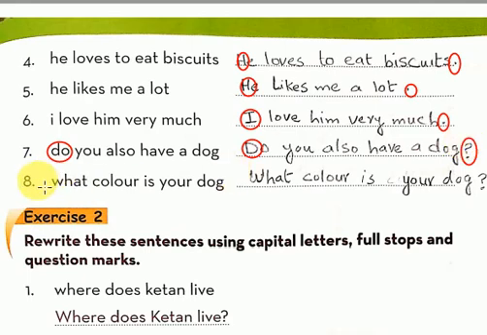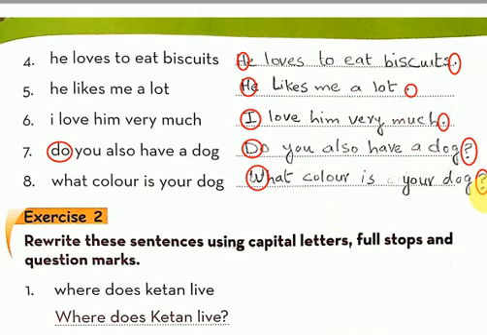Same for option number 8. This sentence is also a question. See, what color is your dog? Again he is asking for some information. So W, the first word of the sentence, should be capital. What color is your dog? And then a question mark at the end of the sentence, then it will become a question.